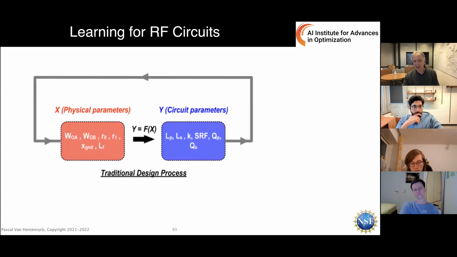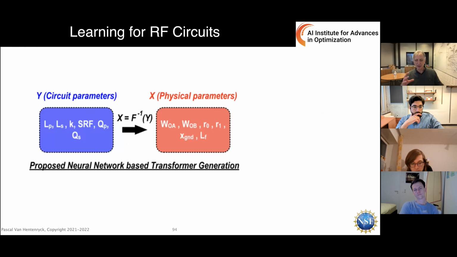And so this is what typically they do. They find the physical parameters, they look at the performance, and then they iterate. And it takes a very, very long time. And so what we do is essentially the opposite. We are saying, hey, from the target performance that I want, I want to derive these physical parameters.